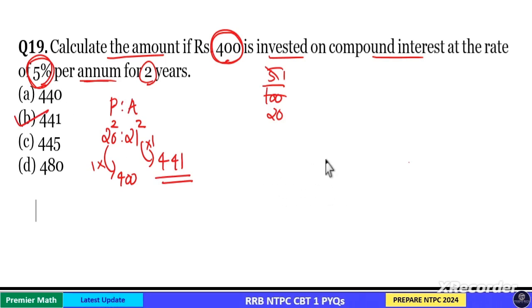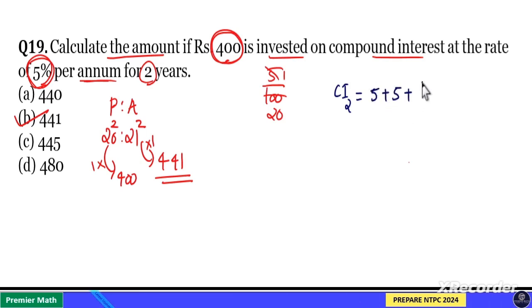You can also calculate in a different way. That is, compound interest for 2 years. Use the formula A plus B plus AB by 100. That is, for 1 year it is 5%. So 5 plus 5 plus 5 into 5 is 25. So 25 by 100, which is equal to 10.25%. So compound interest for 2 years is equal to 10.25%.